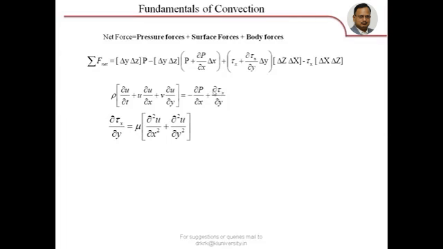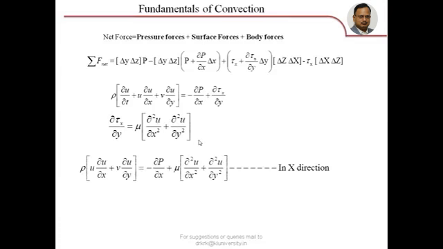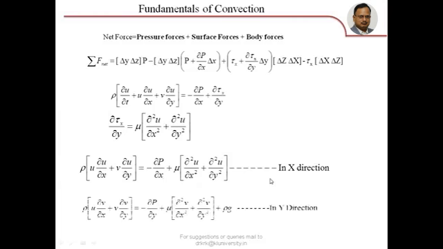Therefore, when you substitute ∂τx/∂y in terms of mu, you will get ∂τx/∂y is mu (∂²u/∂x² plus ∂²u/∂y²), neglecting the ∂u/∂x, ∂u/∂y products. So that is rho (u ∂u/∂x plus v ∂u/∂y) equal to minus ∂p/∂x plus mu times (∂²u/∂x² plus ∂²u/∂y²). This is the momentum equation in x direction.